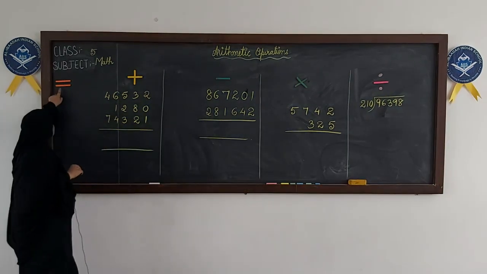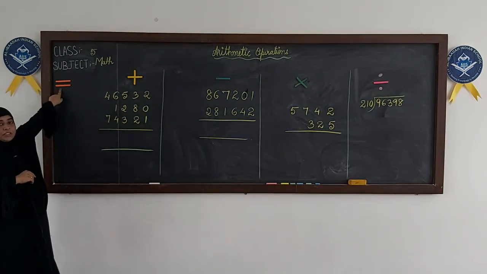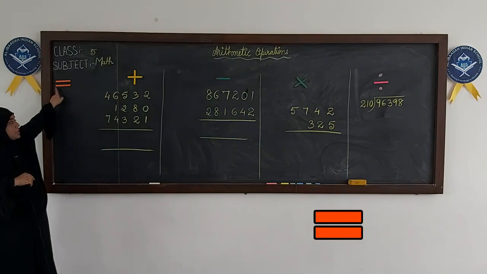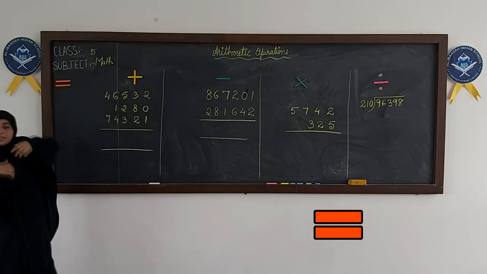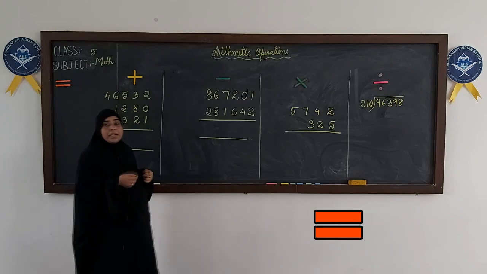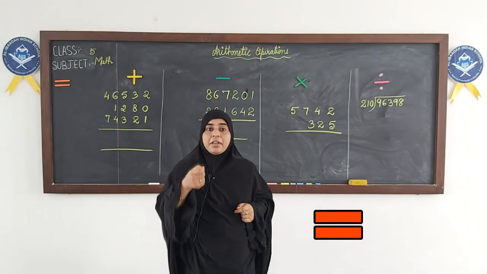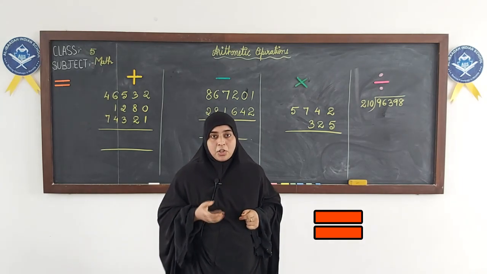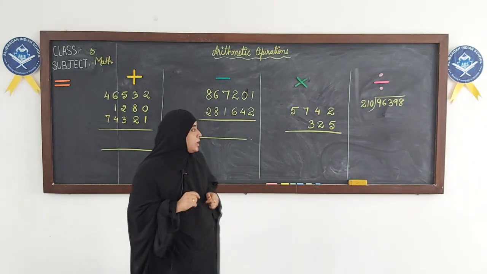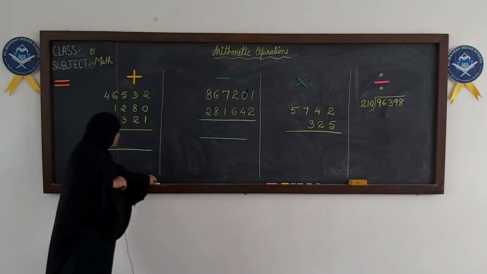Now there is one more symbol over here. Can you see this? What is this symbol? What does this symbol tell us? It is equal to. We usually write this symbol when we are showing the answer. Okay, equal to. Fine. So we will start doing operations.